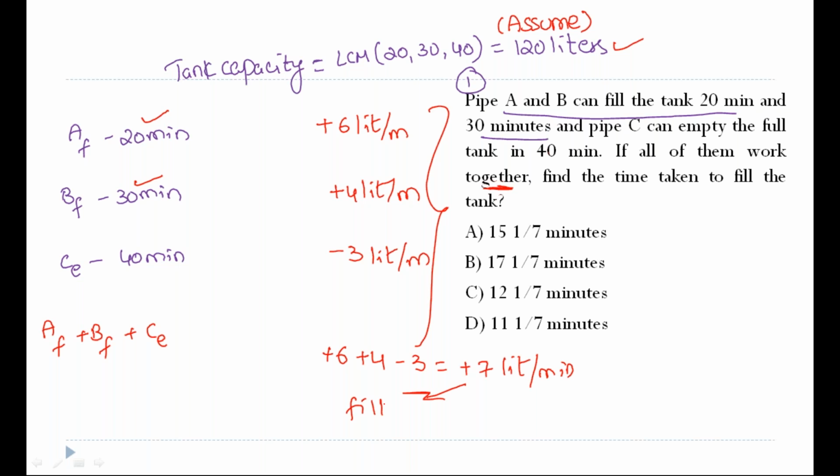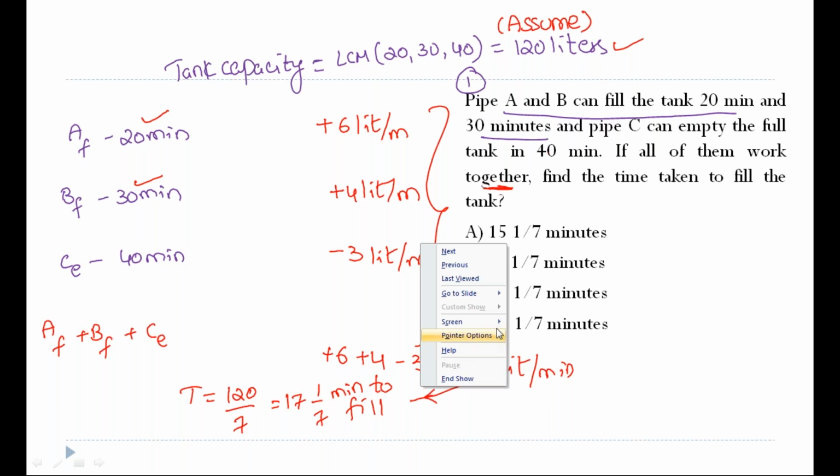But how much time is taken? Time is work by efficiency. Here work is filling 120 liters, efficiency is 7. 120 by 7, 7 17s are 119, so 17 1/7 minutes to fill. Why fill? Here we got the plus symbol. The plus symbol indicates you will definitely fill the tank.